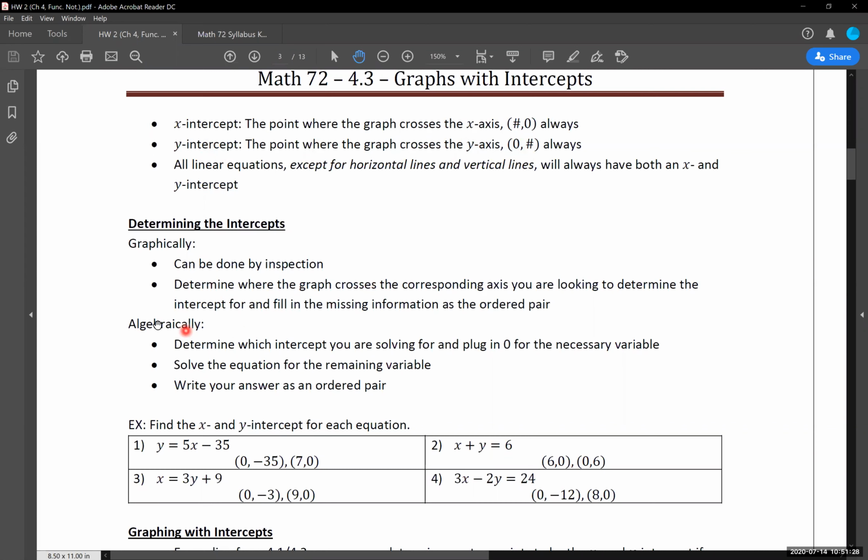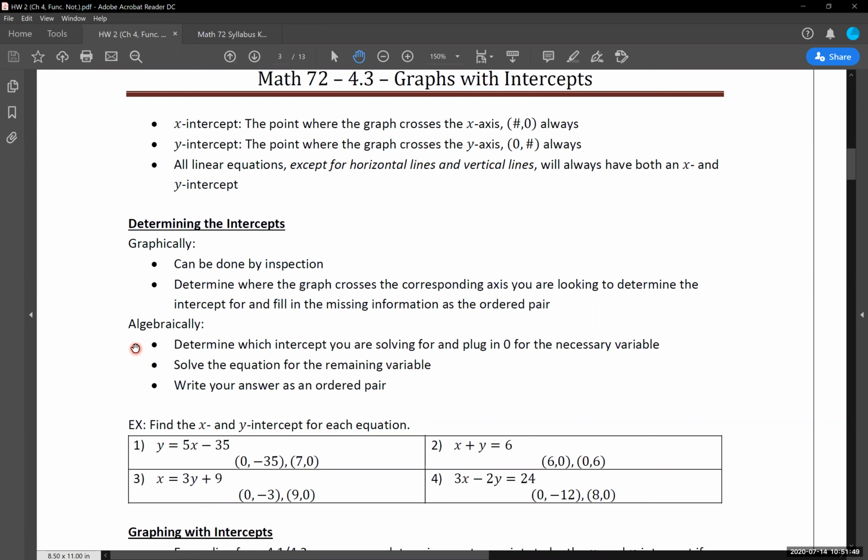The big part that makes this very difficult for people is not making it abundantly clear for themselves what they are solving for. Am I solving for the x-intercept or the y-intercept? People do not label their work, and then they get answers and they don't know where to put the answers, and it goes in the wrong place.